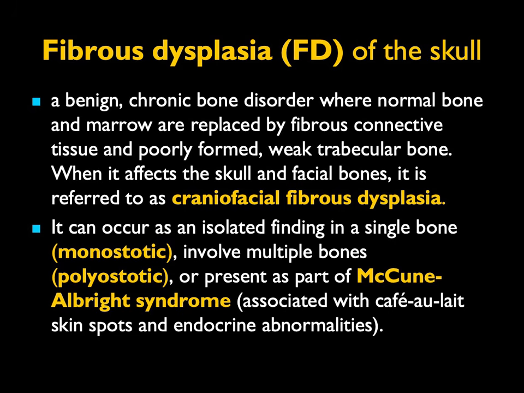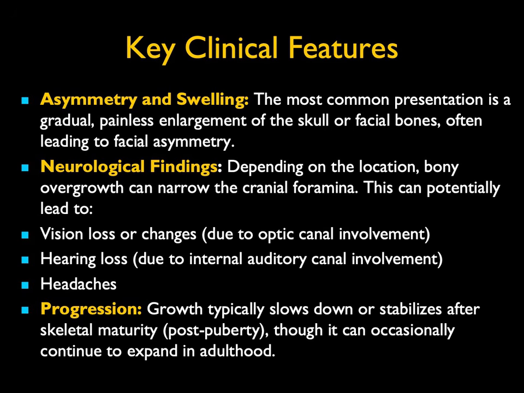A few brief points. Fibrous dysplasia of the skull. It's a benign chronic bone disorder where normal bone marrow and bone are replaced by fibrous connective tissue and weak trabecular bone. When it affects the skull and facial bones, it's craniofacial fibrous dysplasia. Remember, we can see fibrous dysplasia in other bones. We see it in ribs. We see it in the femur. It can occur as a single bone, monostotic, or multiple bones, or as part of a syndrome like McCune-Albright syndrome.